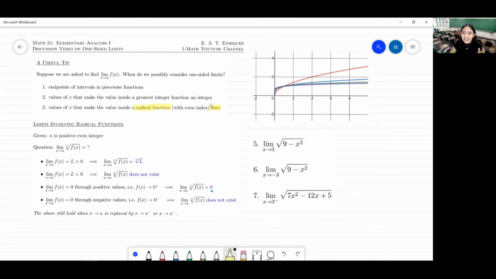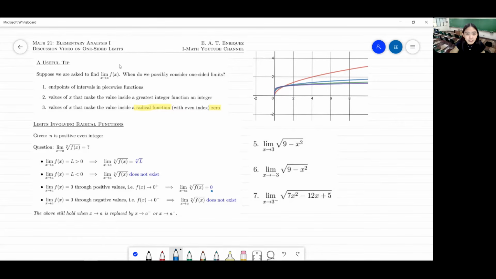Why 0? Well, if we look at the graph of our radical functions, these are the square root of x, the fourth root of x, the sixth root of x, and the eighth root of x. Nakikita natin na ang domains nila lahat ay in fact non-negative real numbers. So therefore, 0 is a point where the graphs break. And so, doon tayo nagko-consider ng one-sided limits.